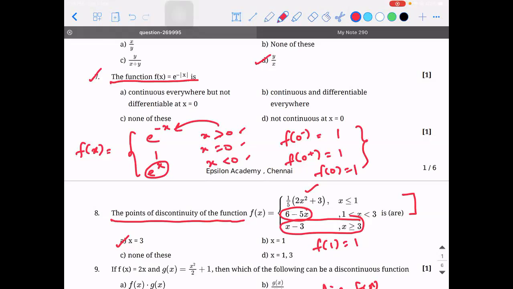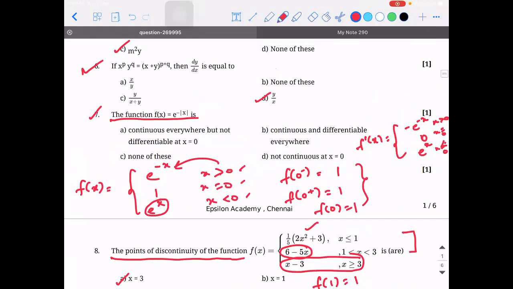But what about its differentiability? If I take f dash of x, it is minus e power minus x, 1, and e power x, for x greater than 0, x is equal to 0, and x less than 0. This is what I meant by shortcut, means you directly differentiate it. Is it 0? Okay. 1. 0. Yeah.